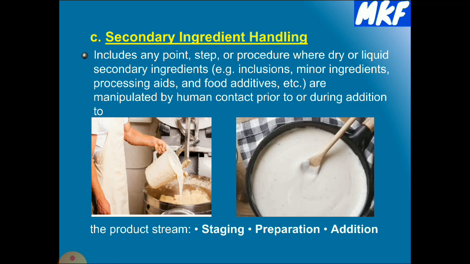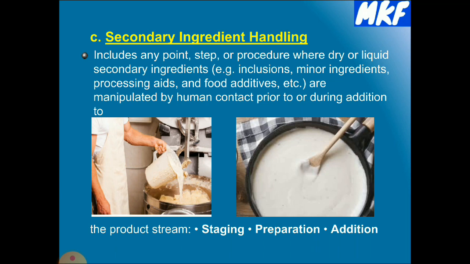Secondary ingredient handling. The third one is secondary ingredient handling, which includes any process step or procedure where dry or liquid secondary ingredients, inclusions, minor ingredients, processing aids or food additives are manipulated by human contact prior to or during addition to the product stream.